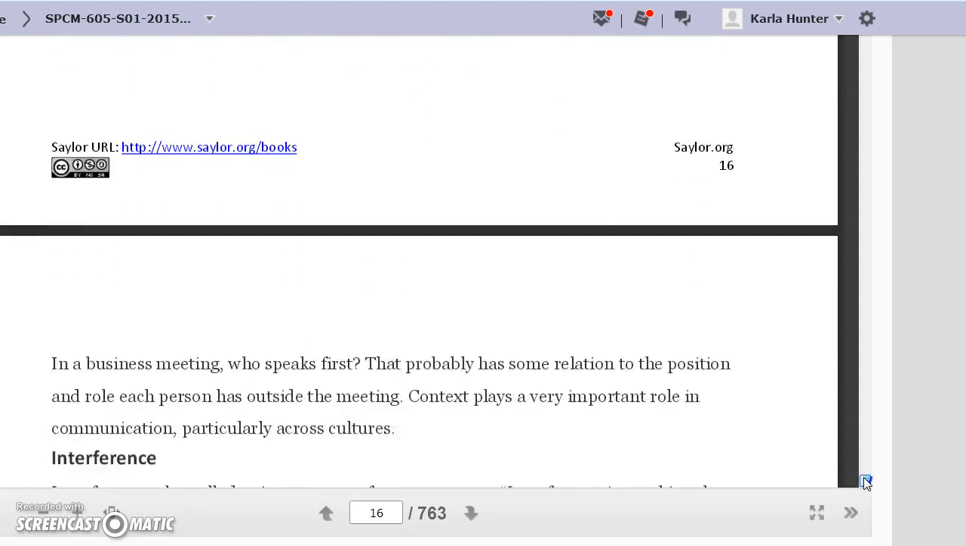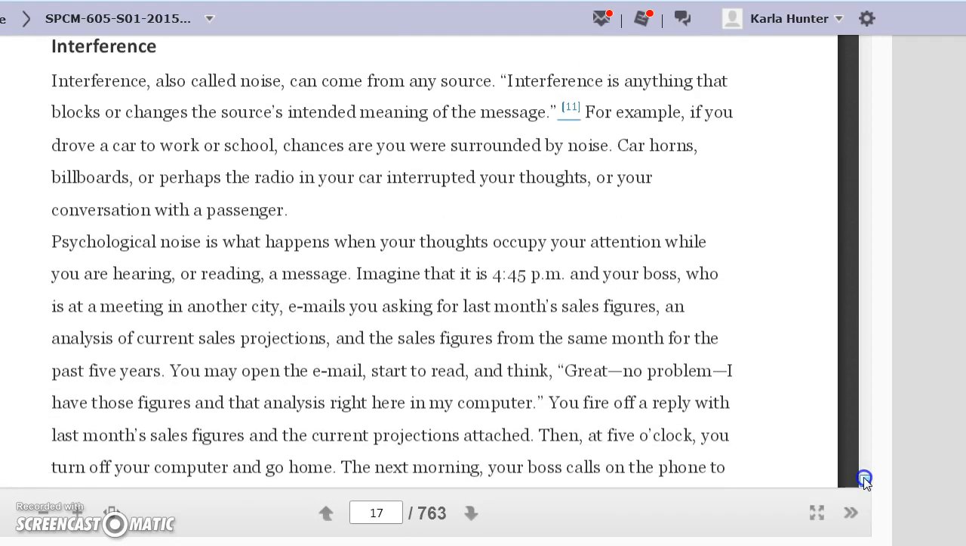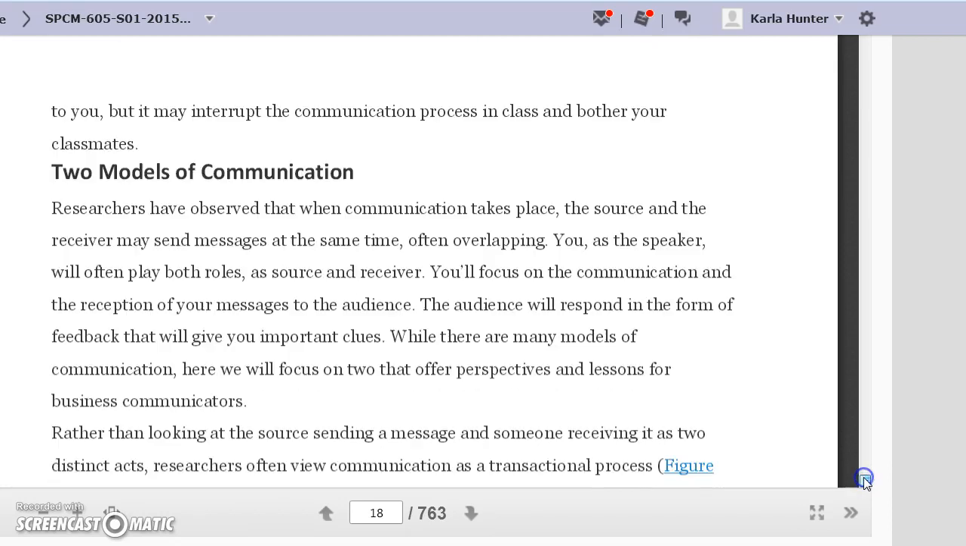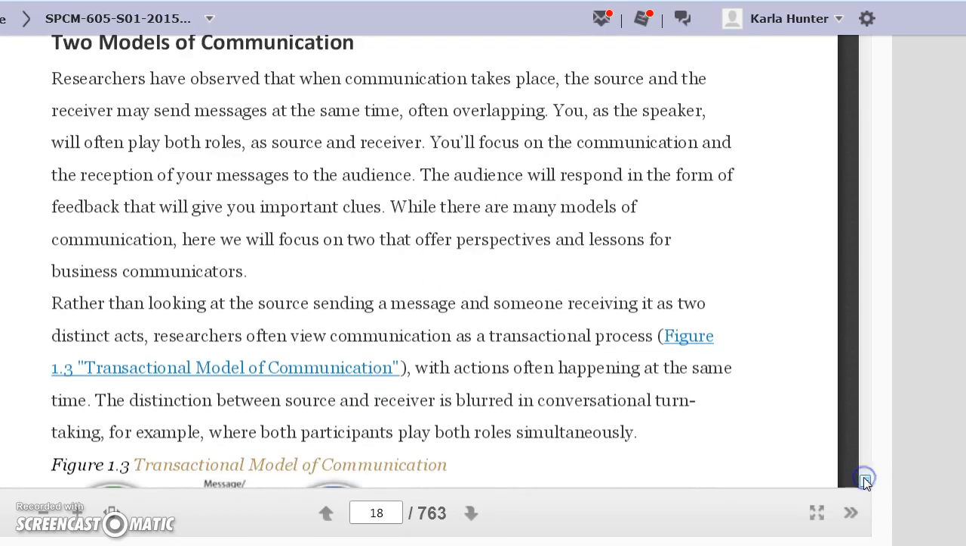The next thing that this talks about is that there's always noise or interference in the communication interaction. There is no such thing as 100% perfect communication, and we'll talk about some of the sources of that noise, but your reading talks about that too.